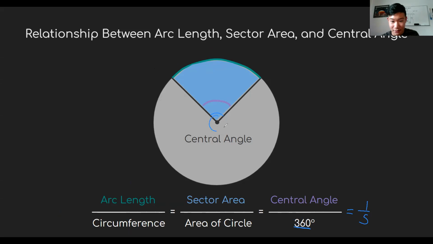If I go from here and I go all the way around, I know that is 360 degrees. So that is the whole circle. And since this is 1/5, then I know that the central angle is 1/5 of 360.